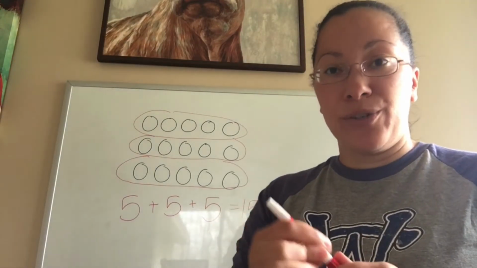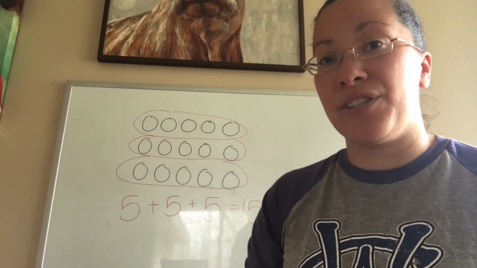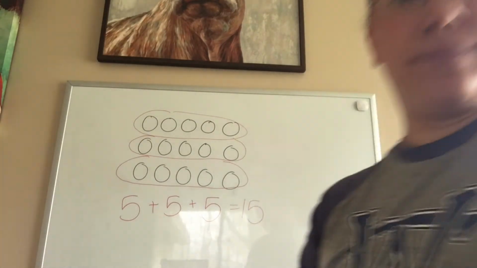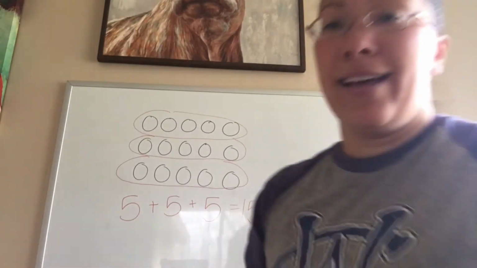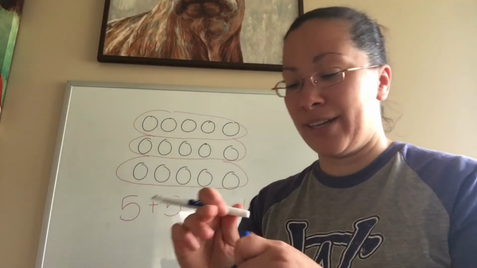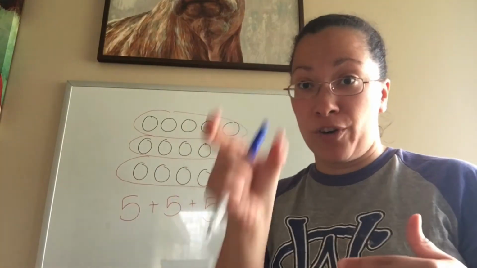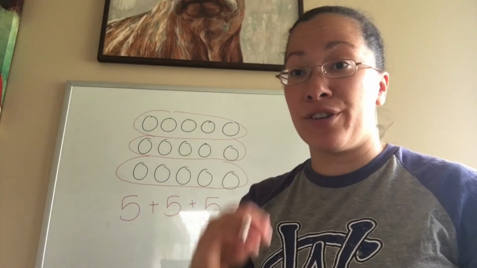Now another way we can find the second repeated addition sentence that goes along with our array is to count the columns. My columns will be in blue. I do the same thing, except instead of going across in my rows, I'm going to go vertically into my columns and circle them.